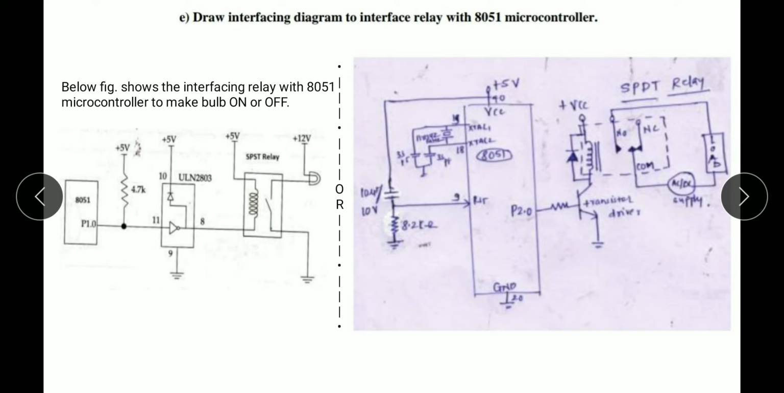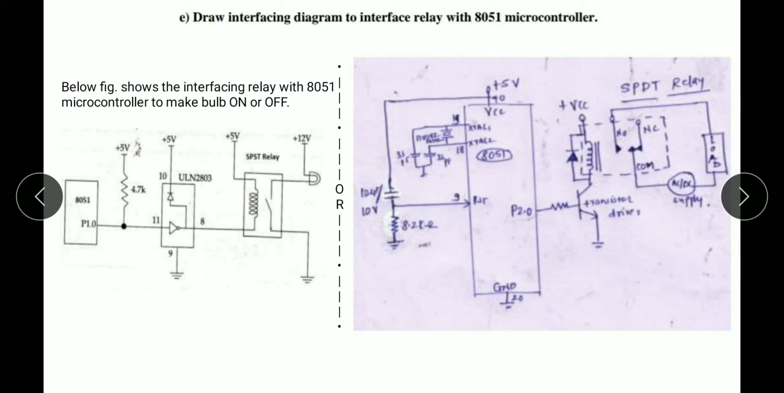Okay, so like that we can draw the interfacing diagram. XTAL1 and XTAL2 are the pins used for the generation of the crystal frequency. After that, the reset pin is used for resetting all the data which is present. And after that, we can use the EA pin, that is the enable pin.